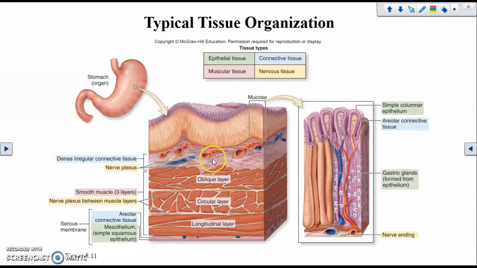The wispy cobweb looking thing is connective tissue, and so is all of the space in between muscle, which is made up of connective tissue. All right, so again, this is typical organization. So if we cut a human open, the outermost layer is going to be epithelium. Once you hit an opening, another opening, that's another epithelial layer. Okay, so this is a typical organization.